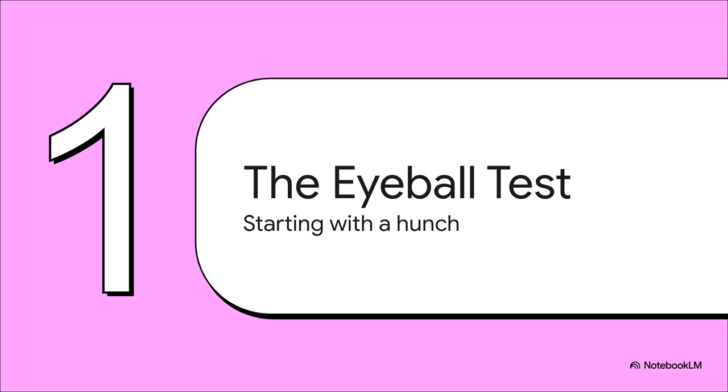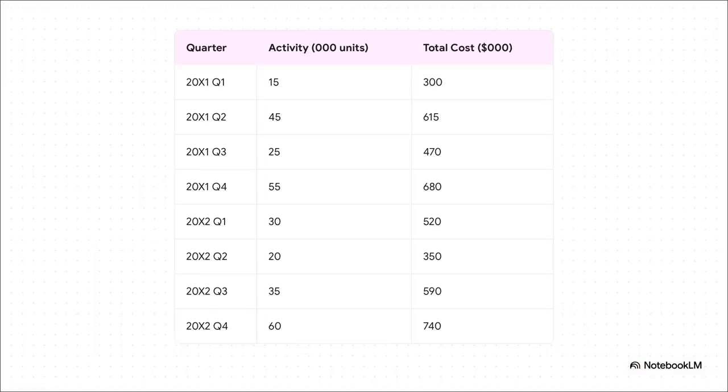All right. First up, let's talk about the most basic method there is, the eyeball test. This is literally where you just look at the raw data and try to see if there's a pattern. It's the starting point, just a simple hunch based on what you can see. So here's some data from a company. On the left, you've got how many units they made each quarter, and on the right, the total cost. Just glancing at it, the pattern seems pretty clear, right? When the activity goes up, the costs go up too. But how do we make that hunch a little more solid?